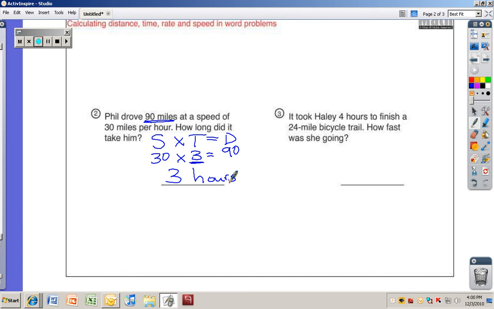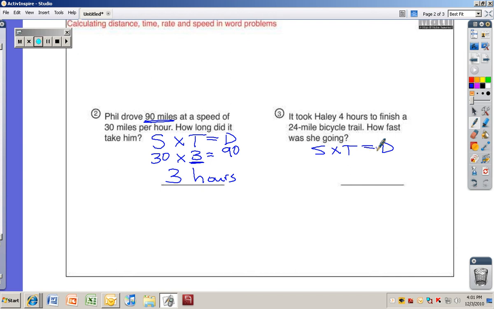Okay, you try number 3, pause the video, and turn it back on when you're ready to see the solution. All right, number 3, it took Haley 4 hours to finish a 24-mile bicycle trail. How fast was she going? What do I write first? Speed times time. What do I put in between? Times equals.